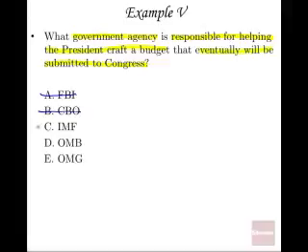The IMF, that's the International Monetary Fund. They're like the firemen of the international financial community. If there's a loan issue with a country, then the IMF usually comes in and provides emergency loans to struggling countries. Is it the OMB? Absolutely. And what does the OMB stand for? It's the Office of Management and Budget.